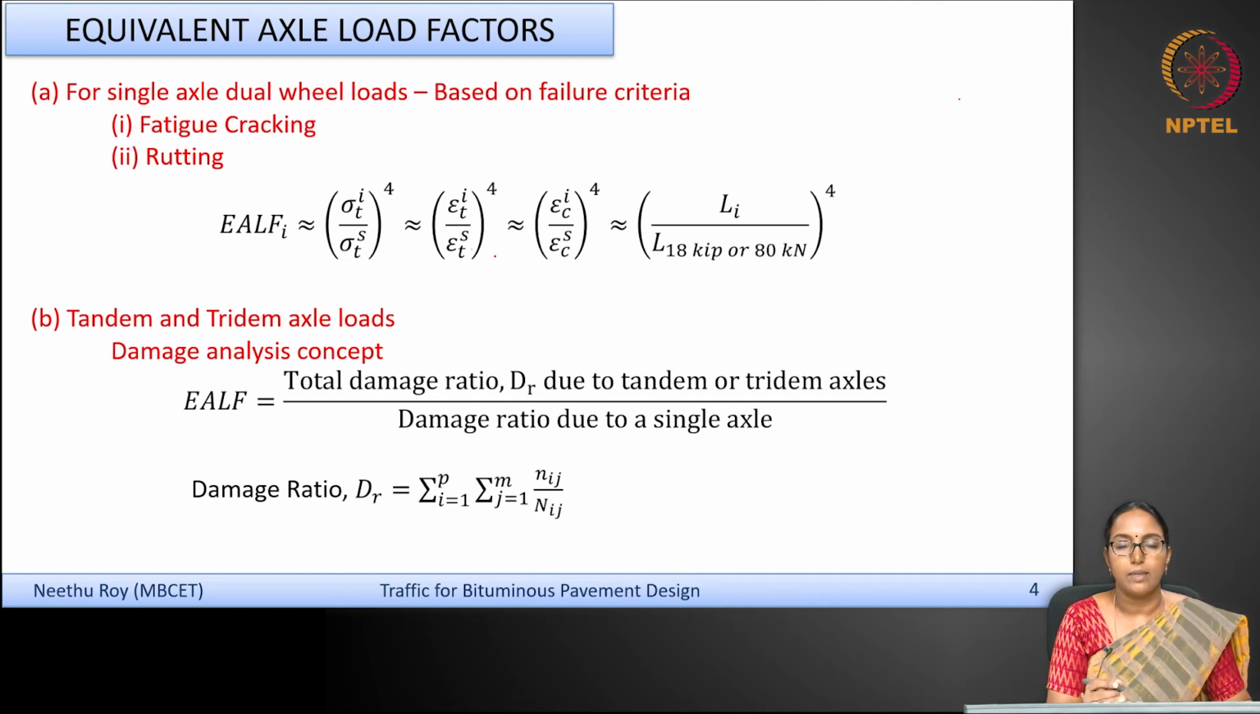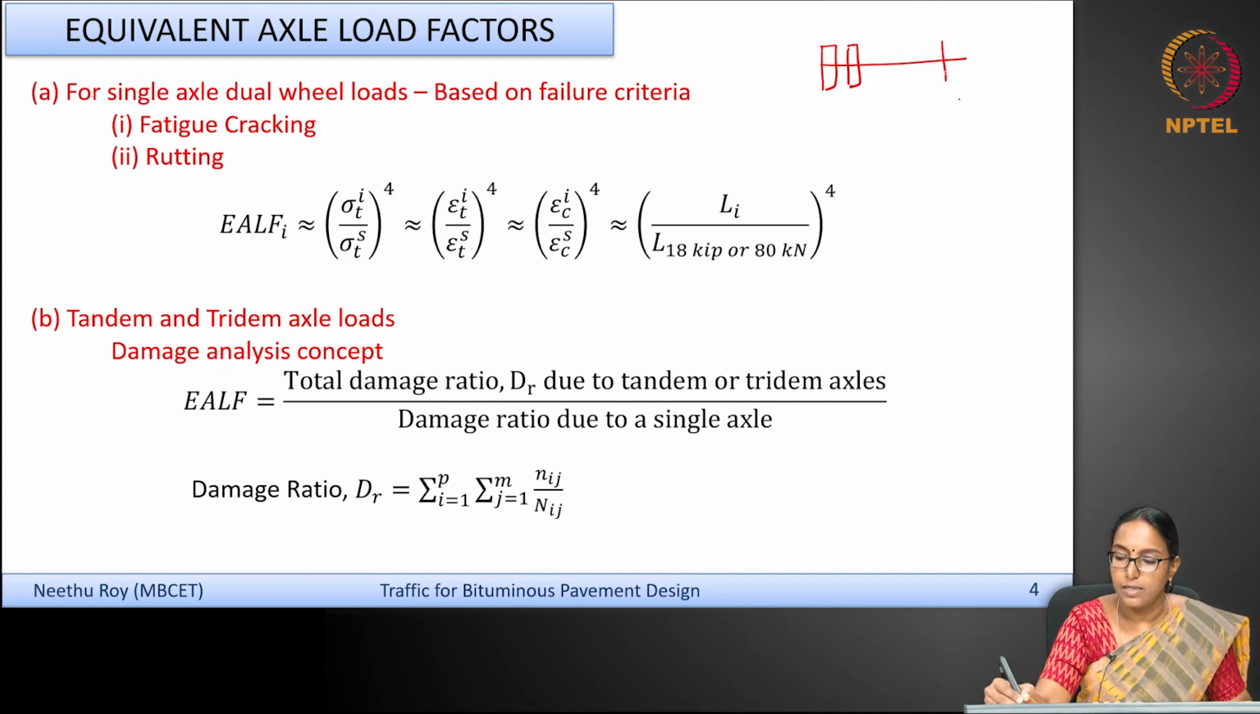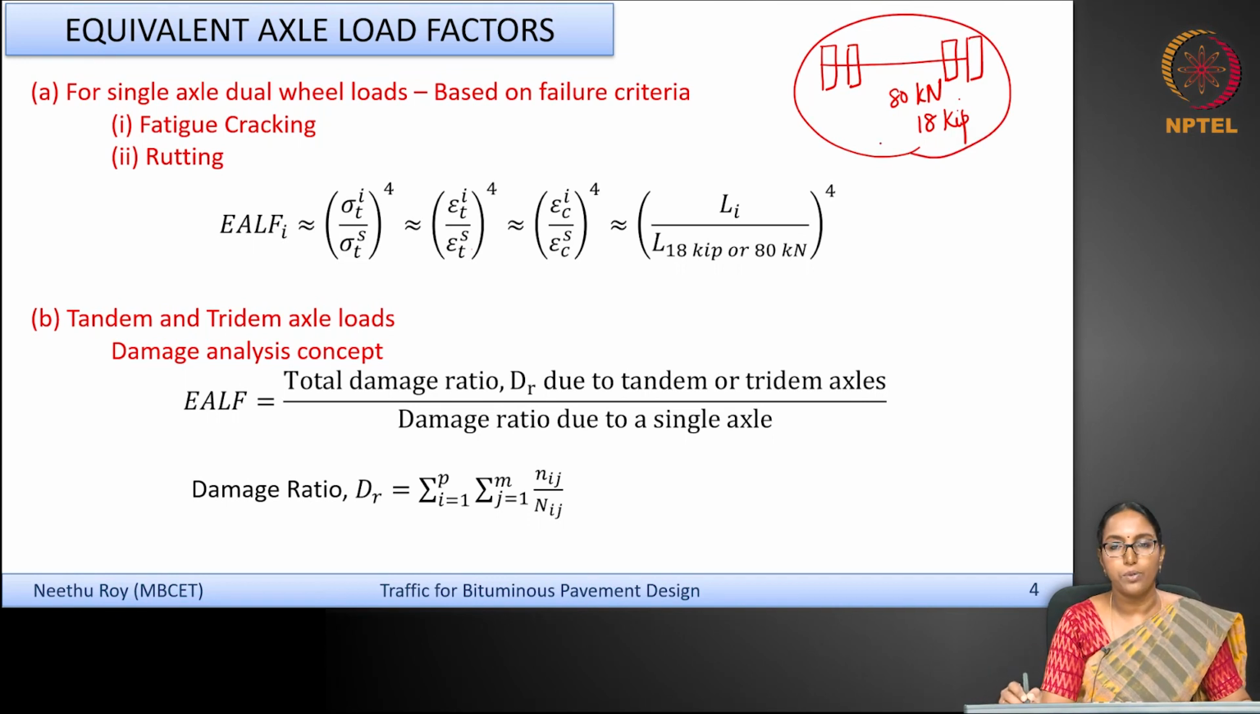We discussed that you want to convert all the given axles, or the load types or the vehicle types, to some standard axle. The standard axle that we have considered is a single axle dual wheel having a total load of 80 kilonewton or 18 kilopounds. You wanted to convert all the given axles to this standard axle. For the single axle dual wheels of different wheel loads, what we have seen is that this conversion factor can be determined based on the failure criteria.